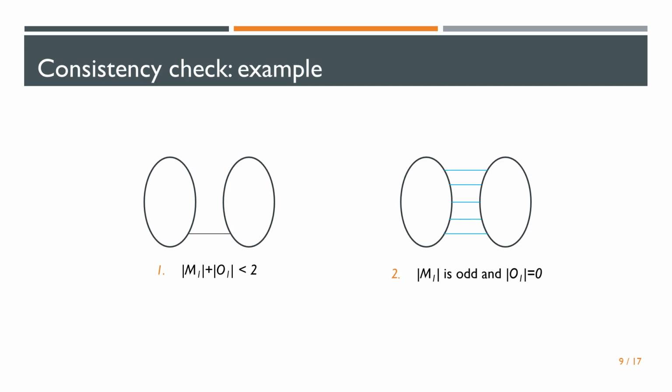Here there is an example where M plus O is lower than 2, so there is a bridge between two components of the graph. The second case is where M is odd and O is equal to 0. So we have a 5-cutset with 5 blue edges, so 5 mandatory edges. Starting from the left, there is no TSP, since we go right, we go left, we go right, we go left, we go right, and we are stuck. So there is no TSP in this case.